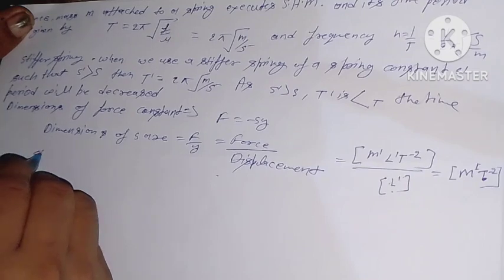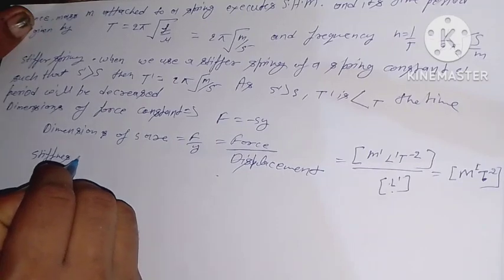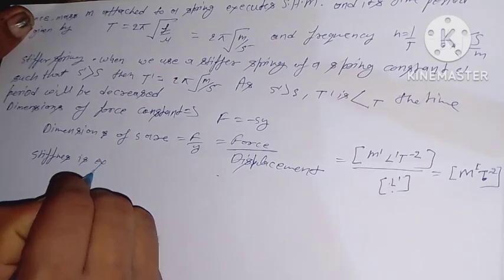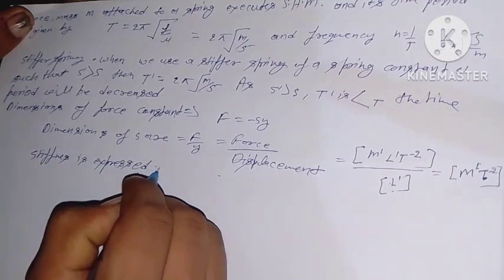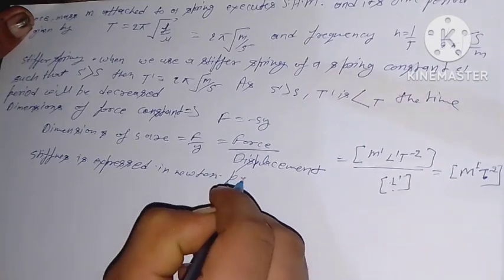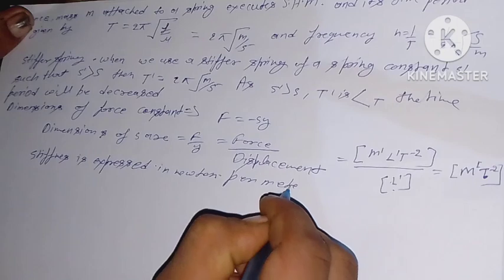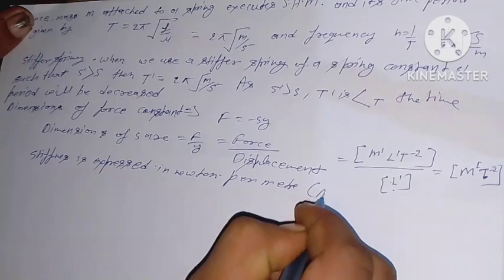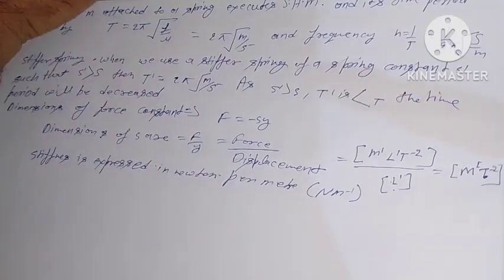Then stiffness is expressed in newton per meter, and in m inverse.